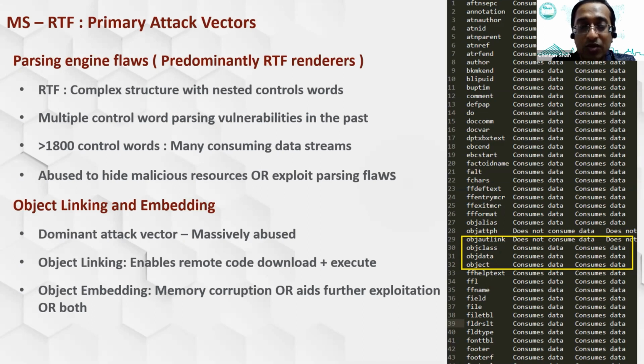That has been the recent trend over the past few years. Object embedding allows attackers to exploit memory corruption vulnerabilities, and there have been many cases in the past where it aids further exploitation in terms of crafting the process heap memory. An attacker could embed any other file within the RTF, which can help craft the memory of the process and then aid further exploitation. We have had many such cases in the past.